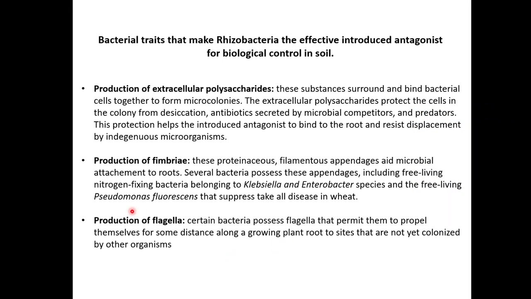So first, the production of extracellular polysaccharides. These extracellular polysaccharides can protect the cells in the colony from desiccation. This protection helps the introduced antagonists to bind to the root and resist displacement by indigenous microorganisms.